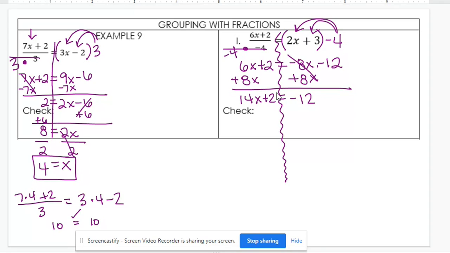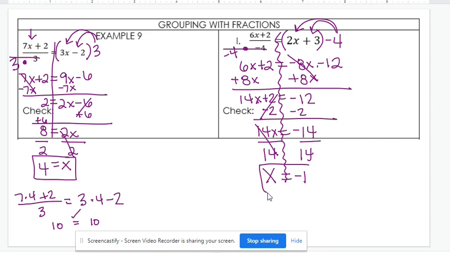Do I have constants on both sides? Yes. I'm going to move the one that's with the variable, so I'm going to subtract 2. What you do to one side, you do to the other. Plus 2 minus 2 cancel. I'm left with 14x. And negative 12 minus 2, same signs, add and keep, is a negative 14. Last step, divide by 14. And the 14s cancel out. I'm left with x on the left. And negative 14 divided by 14 is negative 1.